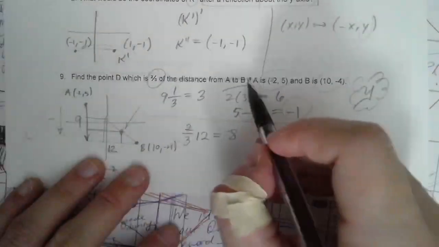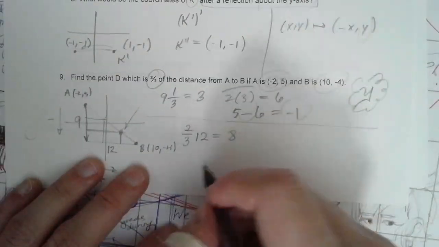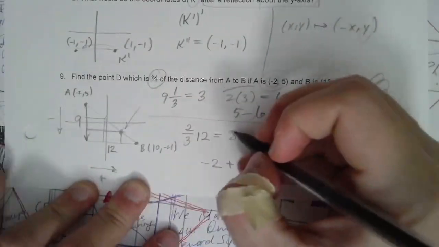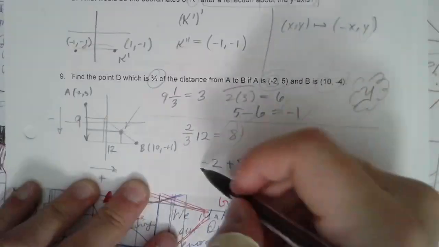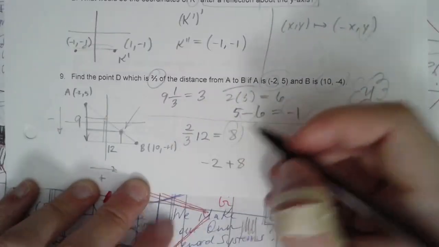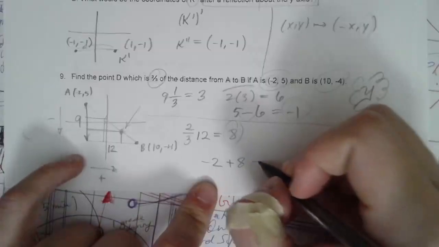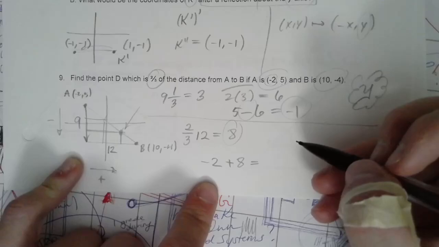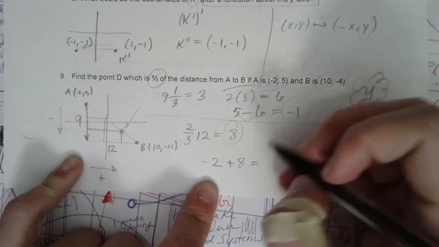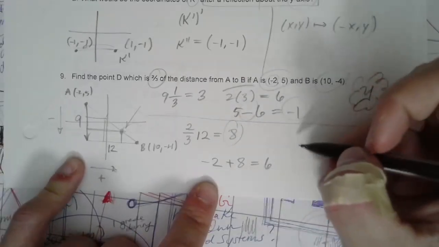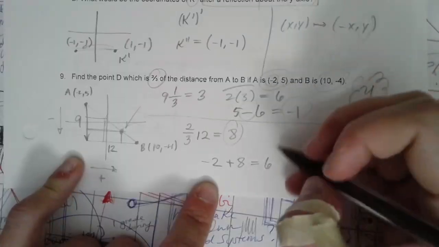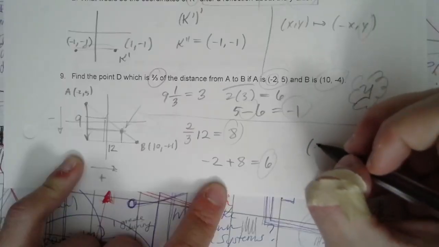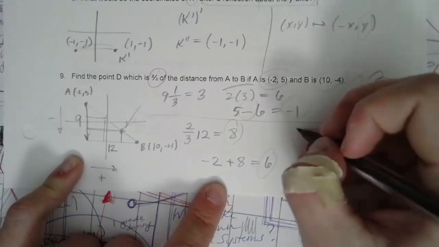So now, starting at A, which has an x-coordinate of -2, I'm going to add my distance of 8. I'm moving over 2/3 of 12, which is, in this case, am I crazy? 6. No, that's correct. All right. -1, 6, a -1. So my new coordinate, xy, is 6, -1.